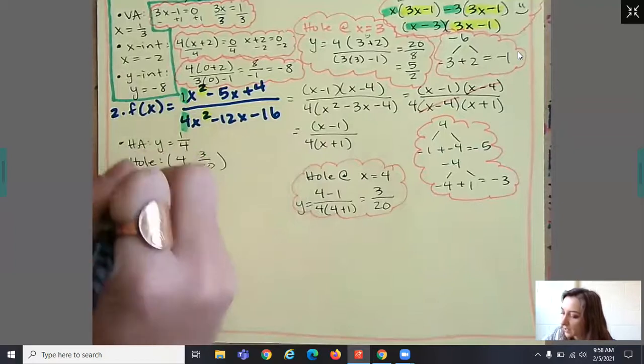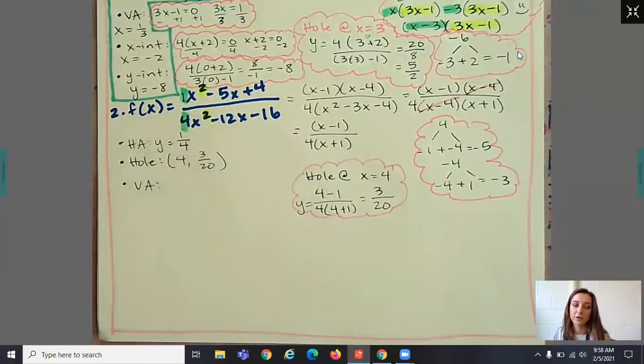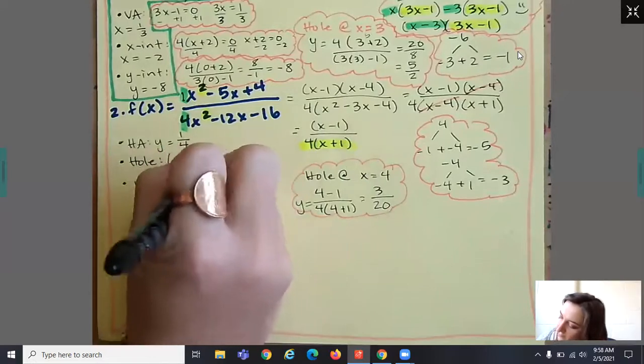Now we're going to look at our vertical asymptotes. We're going to see what is left over in the denominator. And what's left over in the denominator is 4 times x plus 1. Now we have two separate factors. One of the factors is 4, and the other factor is x plus 1. 4 can never be equal to 0, so we don't need to worry about that. So we're only going to look at the x plus 1, and what makes that 0 is x equals -1.